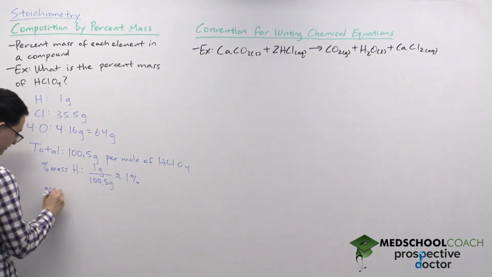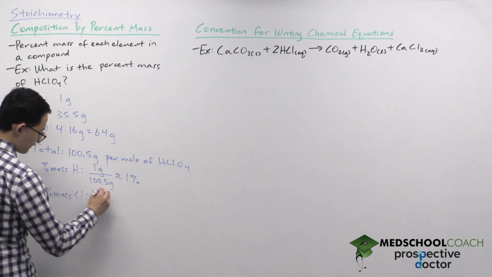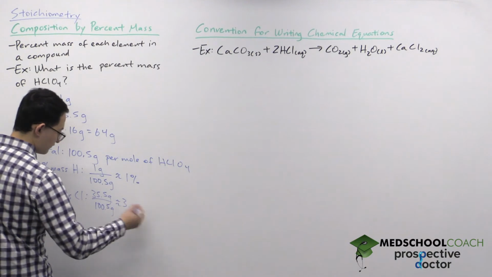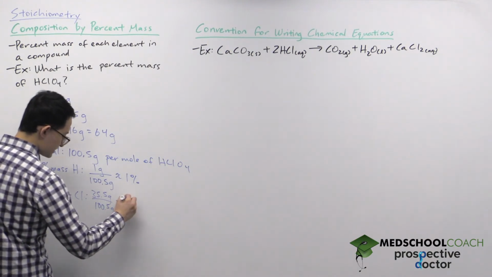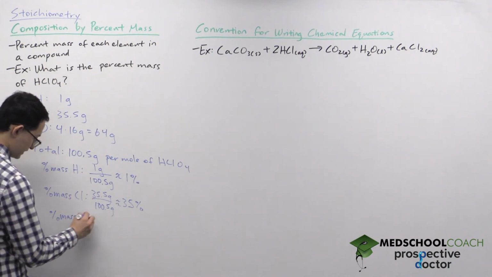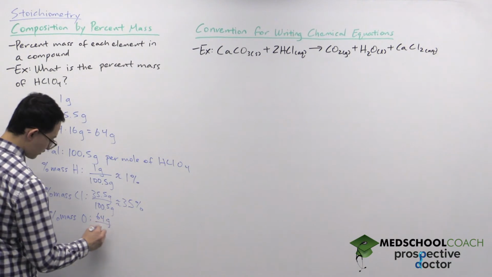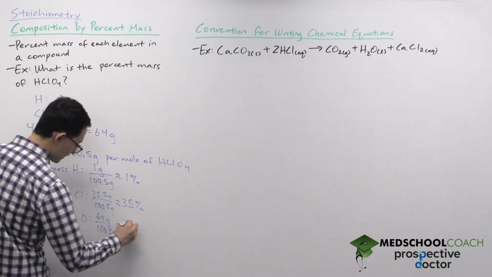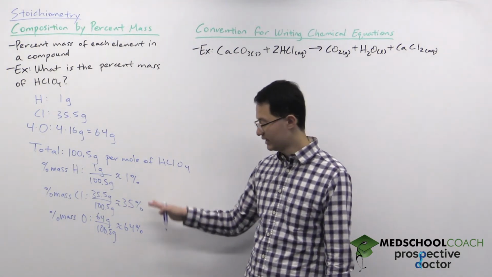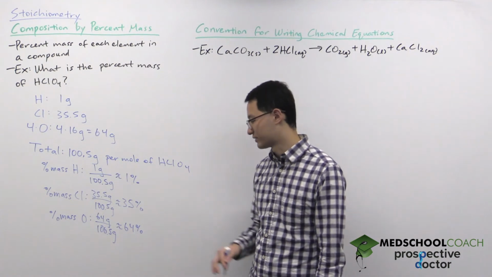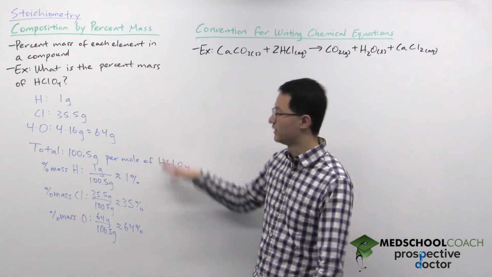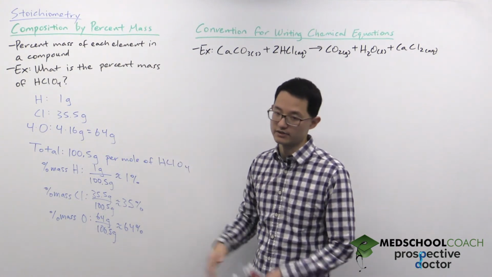Then we can take a look at chlorine. So the percent mass of chlorine is 35.5 grams in the total of 100.5 grams. And that's about 35.5%, right? So in this case, let's just go ahead and say about 35%. And finally, we can calculate oxygen. The percent mass of oxygen is going to be the 64 grams over the total of 100.5 grams, and this is going to be about 64%. So here we have the percent mass for perchloric acid. It's 1% hydrogen, 35% chlorine, and 64% oxygen. And this isn't something that you can tell just by looking at the molecular formula of perchloric acid. So the percent mass of any compound has to be calculated using this approach.